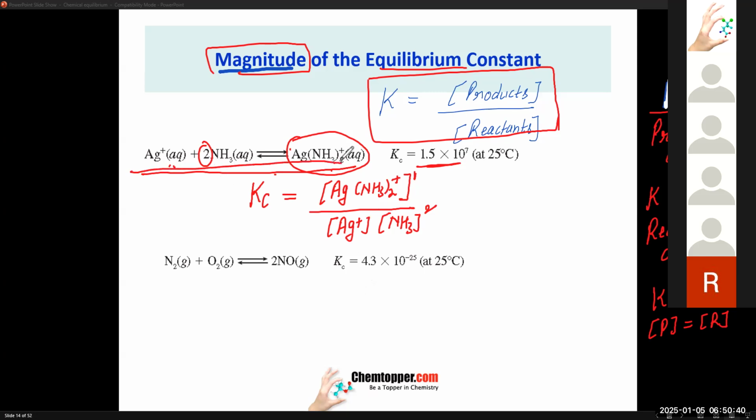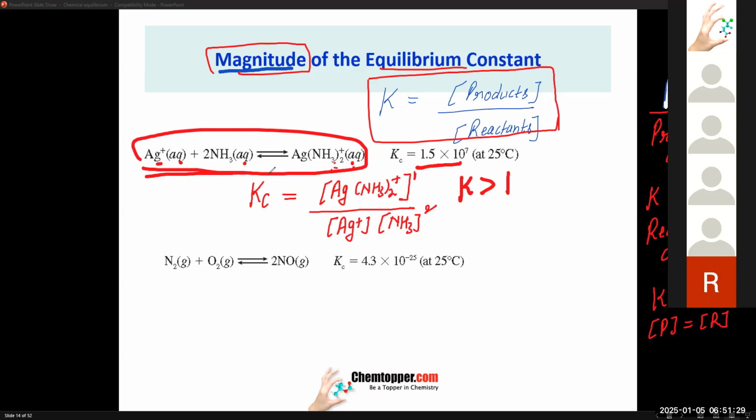Do we have Kp here, children? Can I write Kp? What is Kp? Kp is for pressures and pressure is for gases. Do we have gases here? So no Kp, children. This reaction has no Kp. Now this magnitude of K is greater than 1. So what is more at the time of equilibrium? The product is more. Yes, very good.